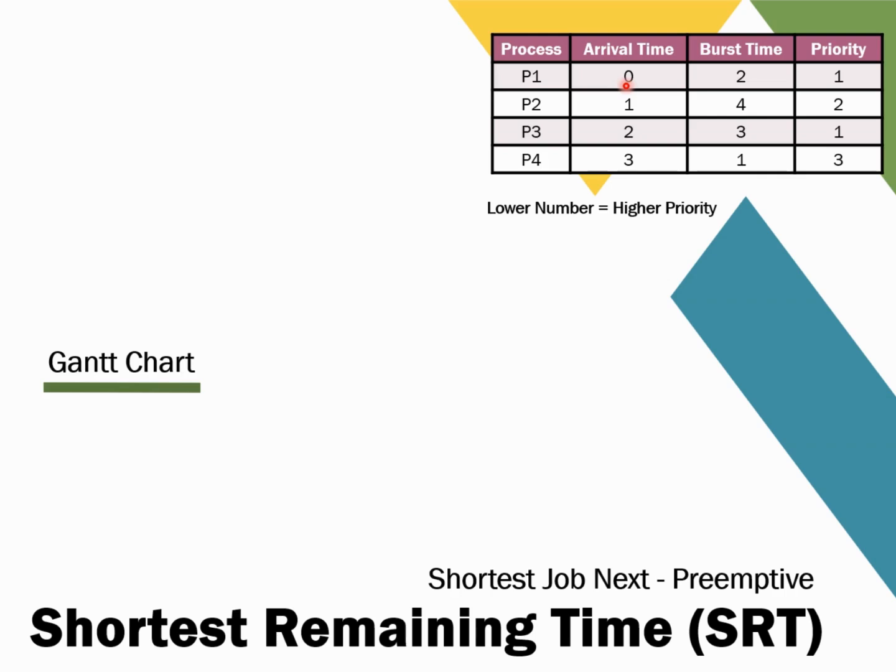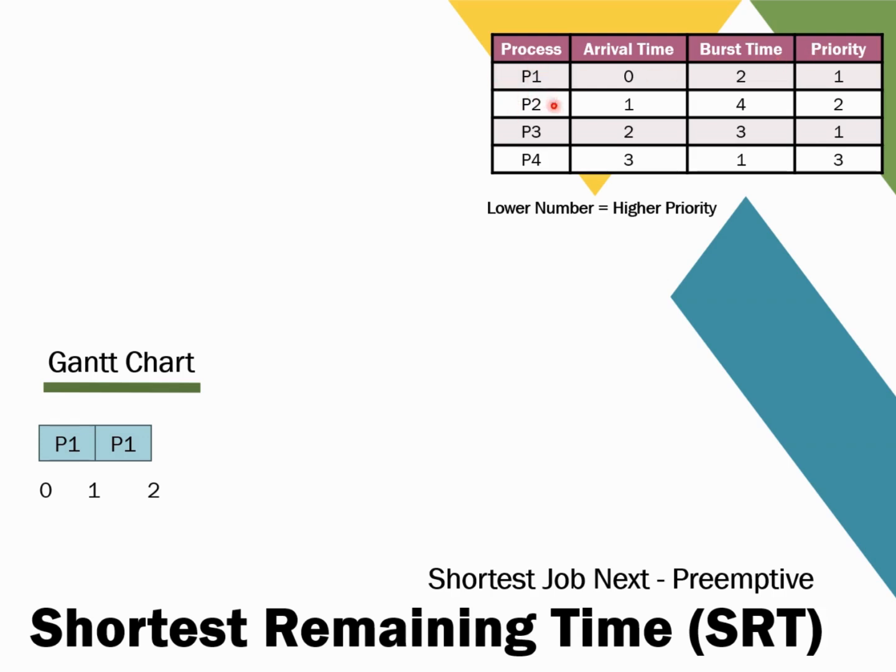So for the first one, as you can see, at arrival time zero, there is only one process. So of course, the CPU is allocated to P1 between 0 and 1. But at time 1, a new process comes into the ready queue. After 1 nanosecond, P1 needs one more burst time, but P2 needs 4. So 1 is less than 4, and we don't deallocate the CPU from P1. P1 continues running until time 2, and after 2 nanoseconds, P1 completed its work and finished.